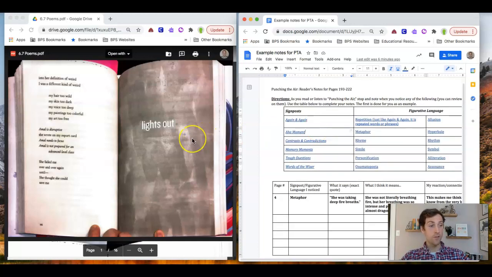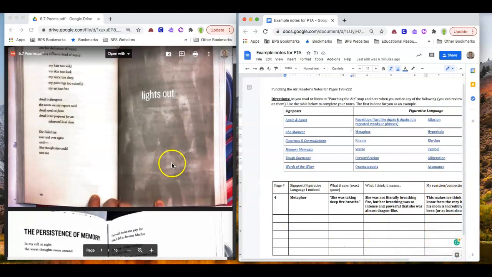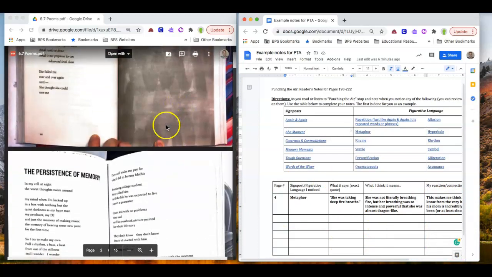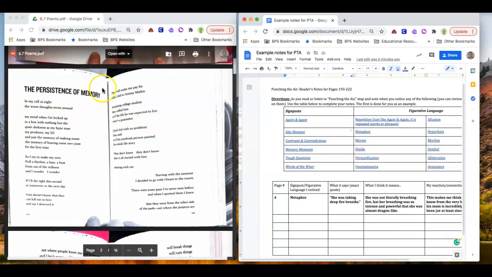Now I'm going to actually show you what this looks like when I am reading Punching the Air. Here I have all of the pages, and this is the first one. I'm just going to read this out loud.